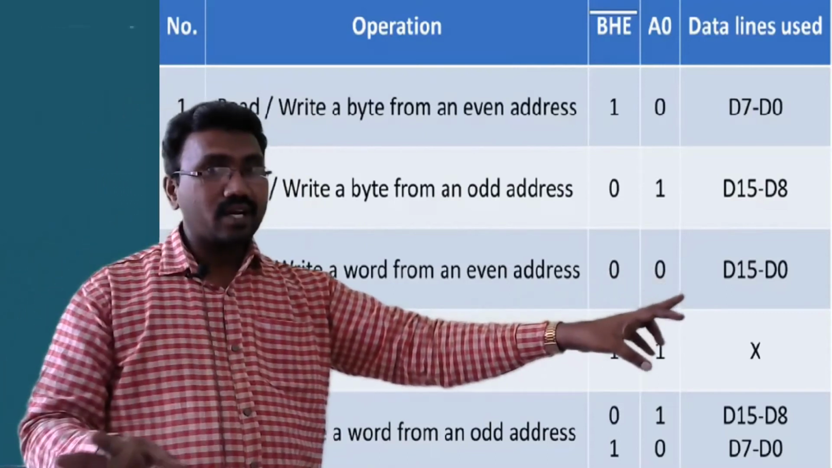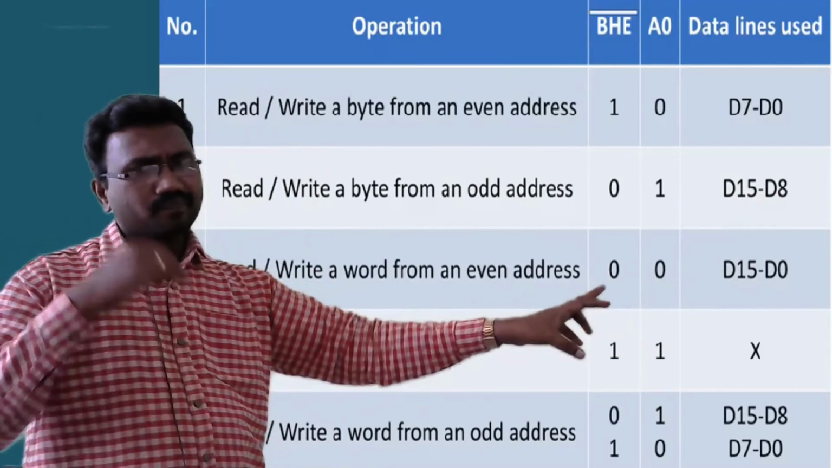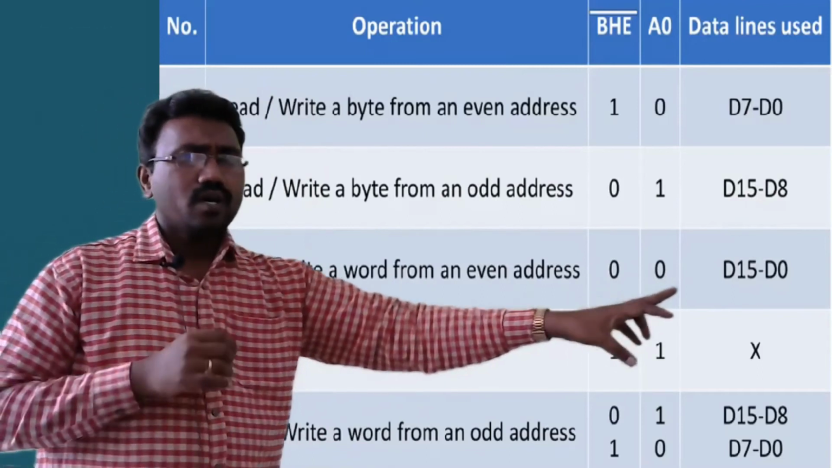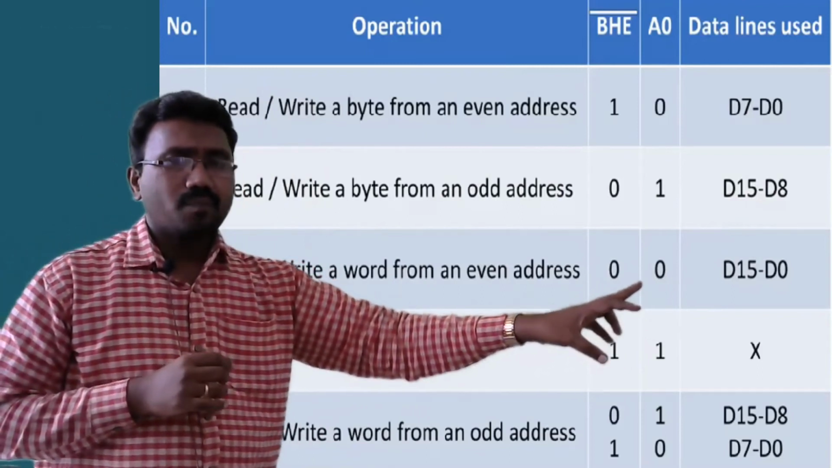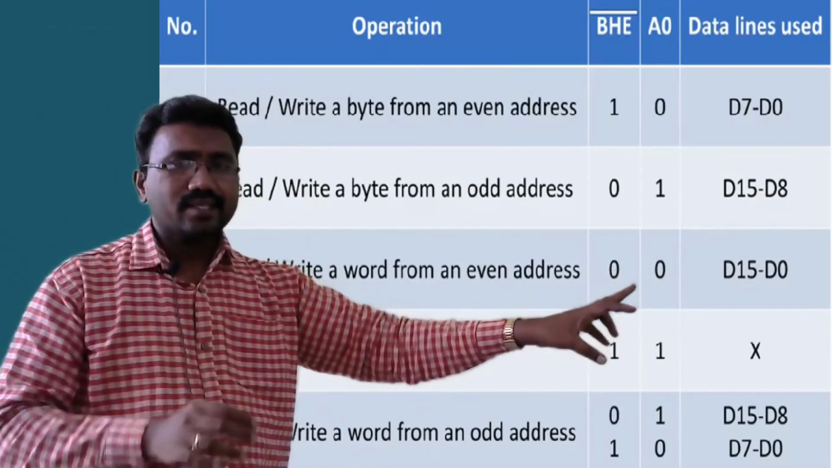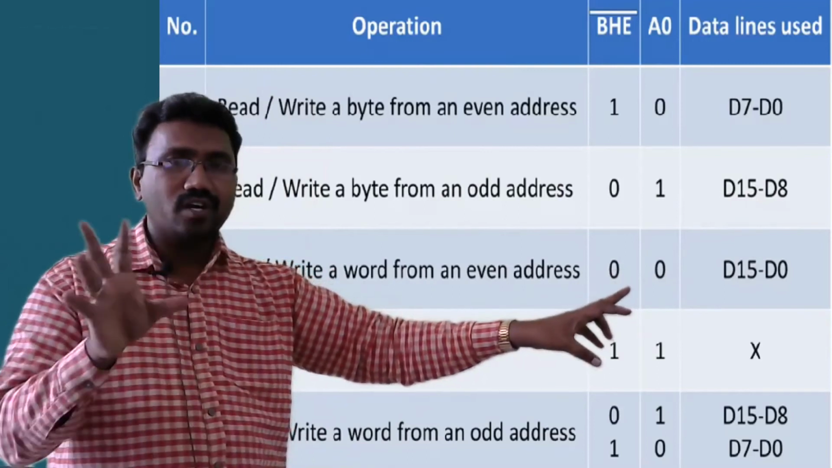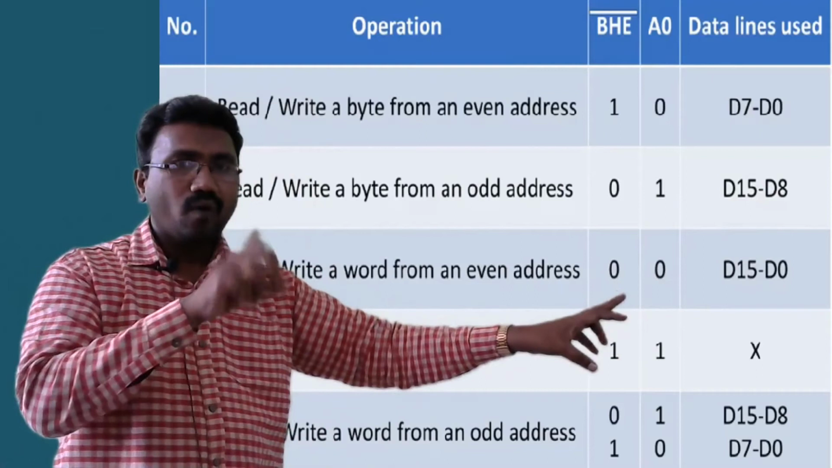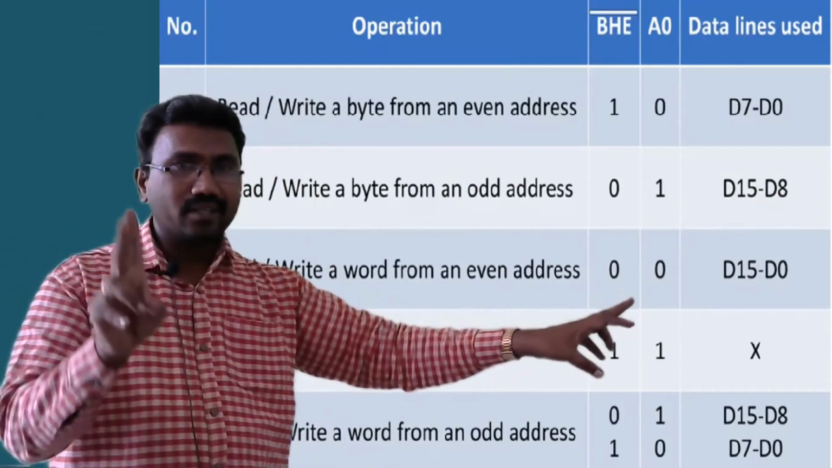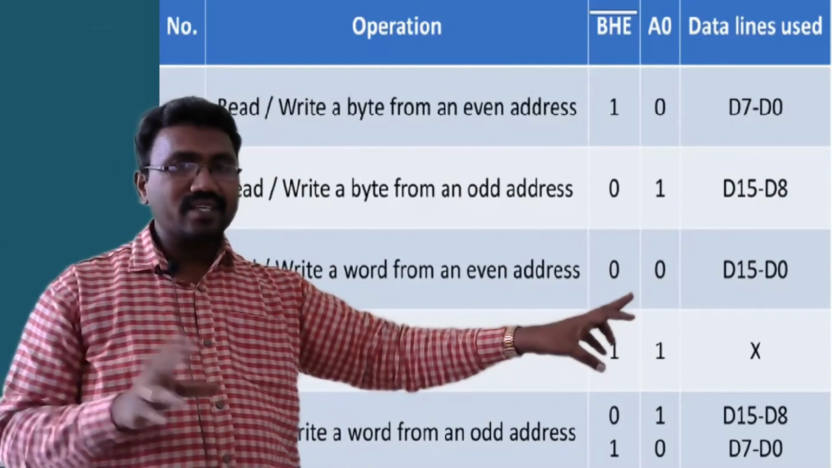A0 being 0 means the even bank is selected, and BHE bar being 0 means the odd bank is selected. So this combination indicates the processor tries to access 16-bit data, an entire word: 1 byte from the even bank and 1 byte from the odd bank. That is 16 bits, one word size in the 8086.